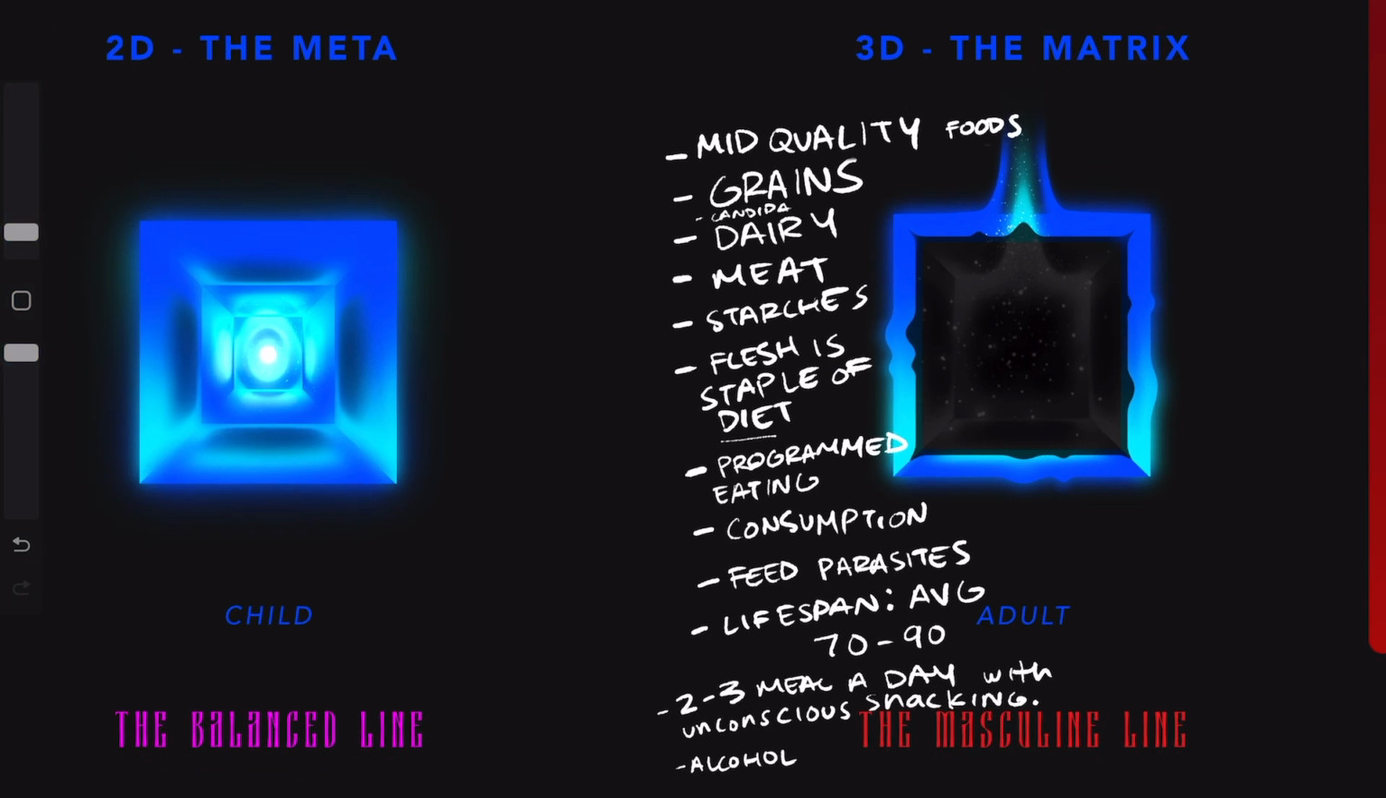Basically, in the Matrix, the diet is just maintaining the parasites. You're not actively trying to reduce the toxins in your body. The Matrix diet is not as acidic as the 2D, the meta diet, but it is still very acidic, which becomes a problem later in your life. Another staple of the 3D diet is alcohol, right? Spirits.